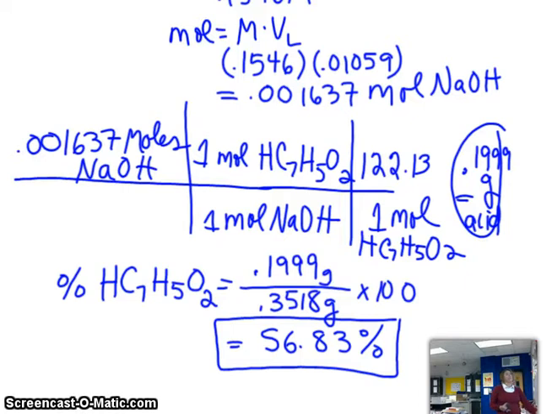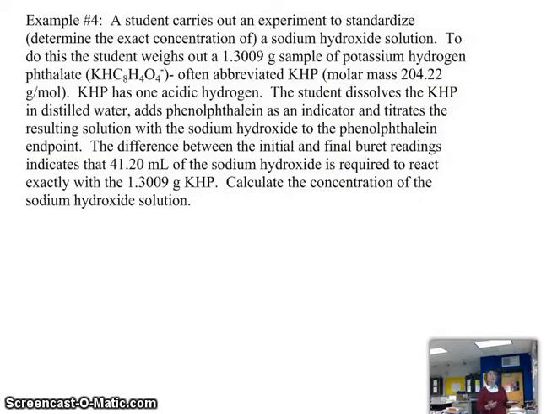Let's try another one. A student carries out an experiment, kind of like you, to standardize a sodium hydroxide solution. To do this, the student weighs out 1.3009 grams of KHP. KHP has 1 acidic hydrogen. They dissolve the KHP in distilled water, just like you did. Added phenolphthalein as an indicator, just like you did. And titrated the solution with sodium hydroxide to the end point. The difference between the initial and final burette readings indicates that 41.2 mL of NaOH is required to react exactly with the 1.3009 grams of KHP. Calculate the concentration of sodium hydroxide.